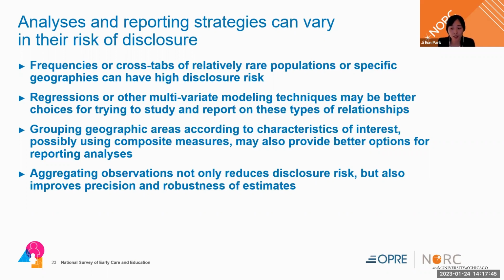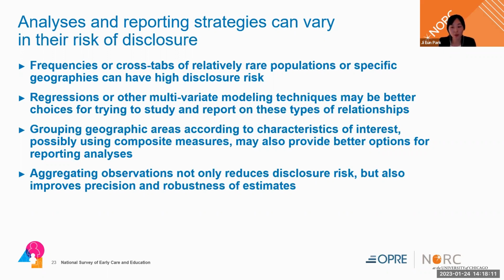On the other hand, regressions or results from multivariate models are quite robust to disclosure risk. So it's really difficult to re-identify a geographic area based on your regression coefficient. So these are the 2 types of things that we see a lot, like frequency tables and regression results. So it's something to keep in mind when you are thinking about your analysis.